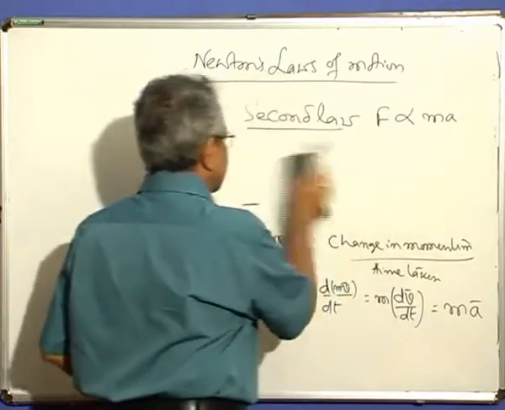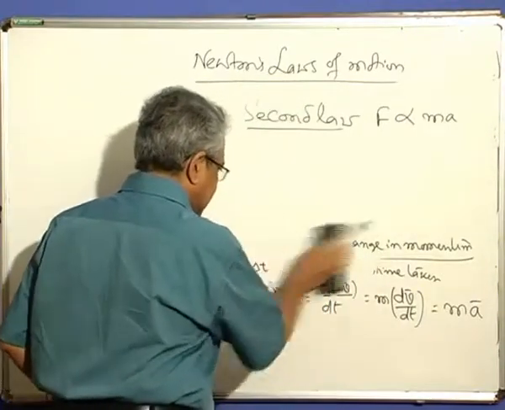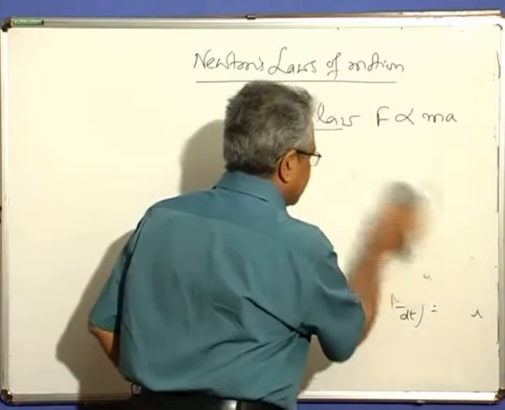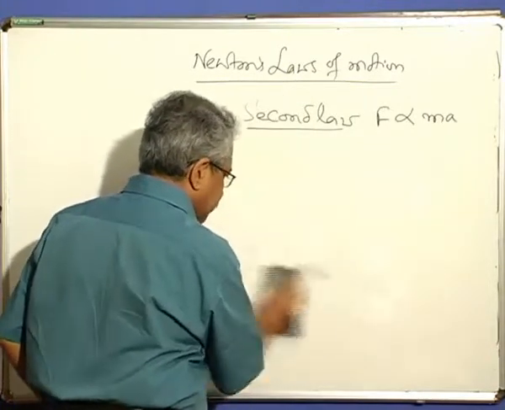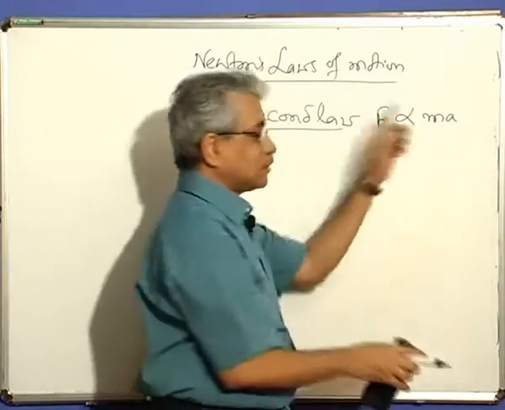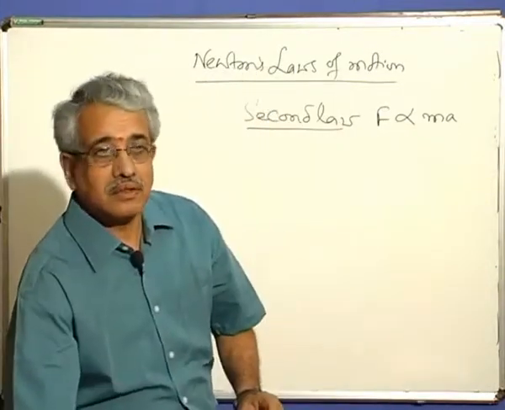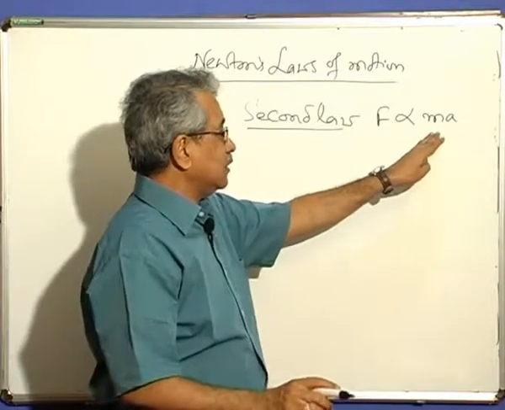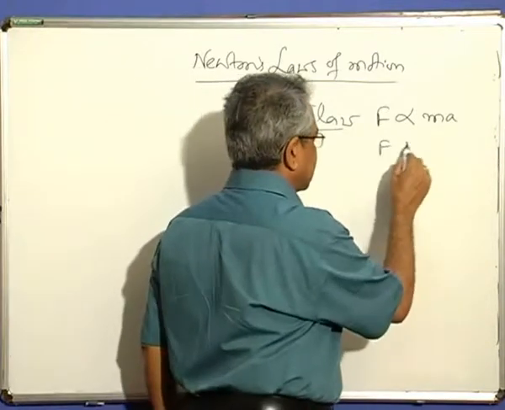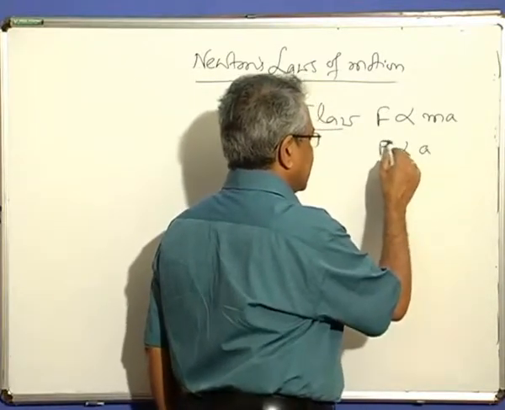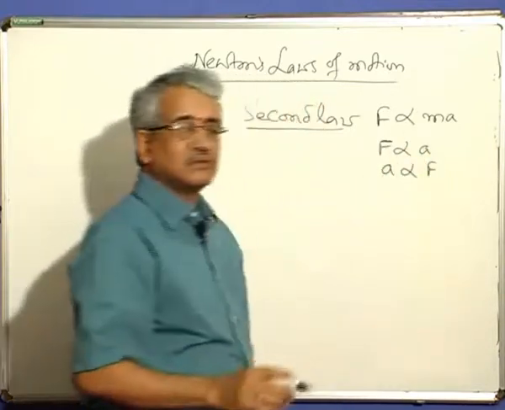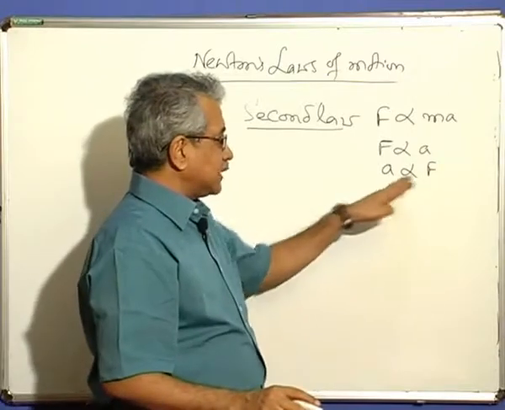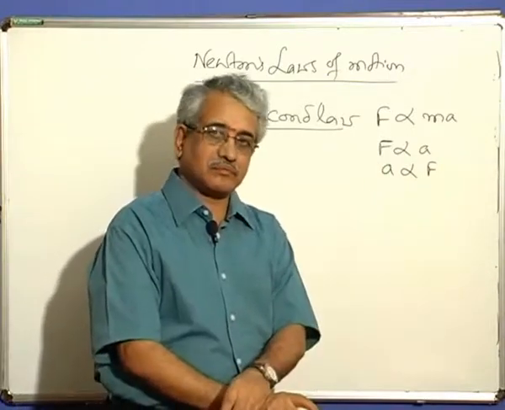Now, I can rub this out. Let us try to examine that equation better. This tells you that the more the acceleration, the more will be the force. Rather, the more the force, the more the acceleration, because m is constant. So, force is proportional to acceleration only here. In other words, acceleration is proportional to the force. The greater the force you apply, the greater will be the acceleration produced.